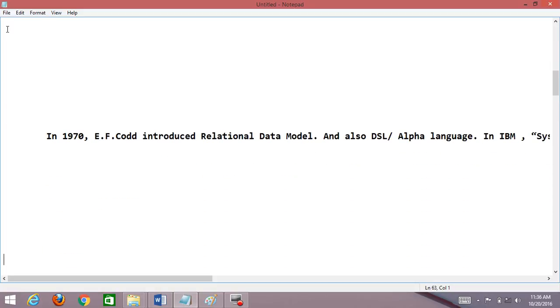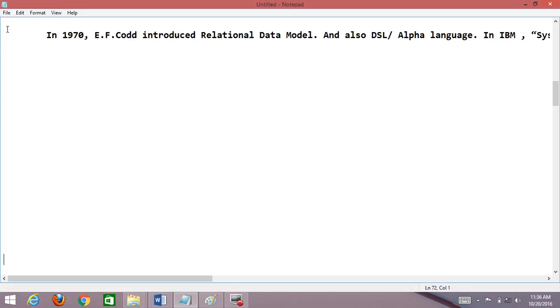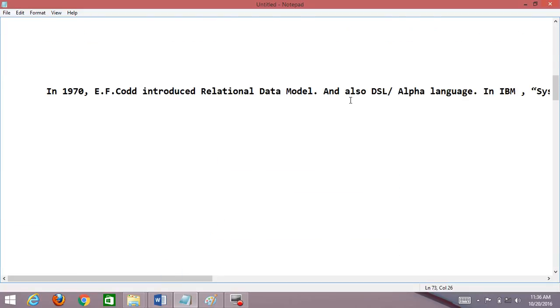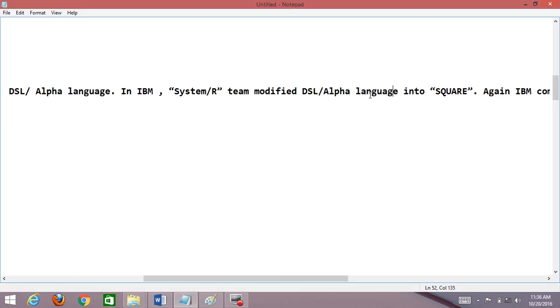In 1970, E. F. Codd introduced the relational database model and also DSL/Alpha language. At IBM, the team modified the DSL/Alpha system, which was called SQUARE.